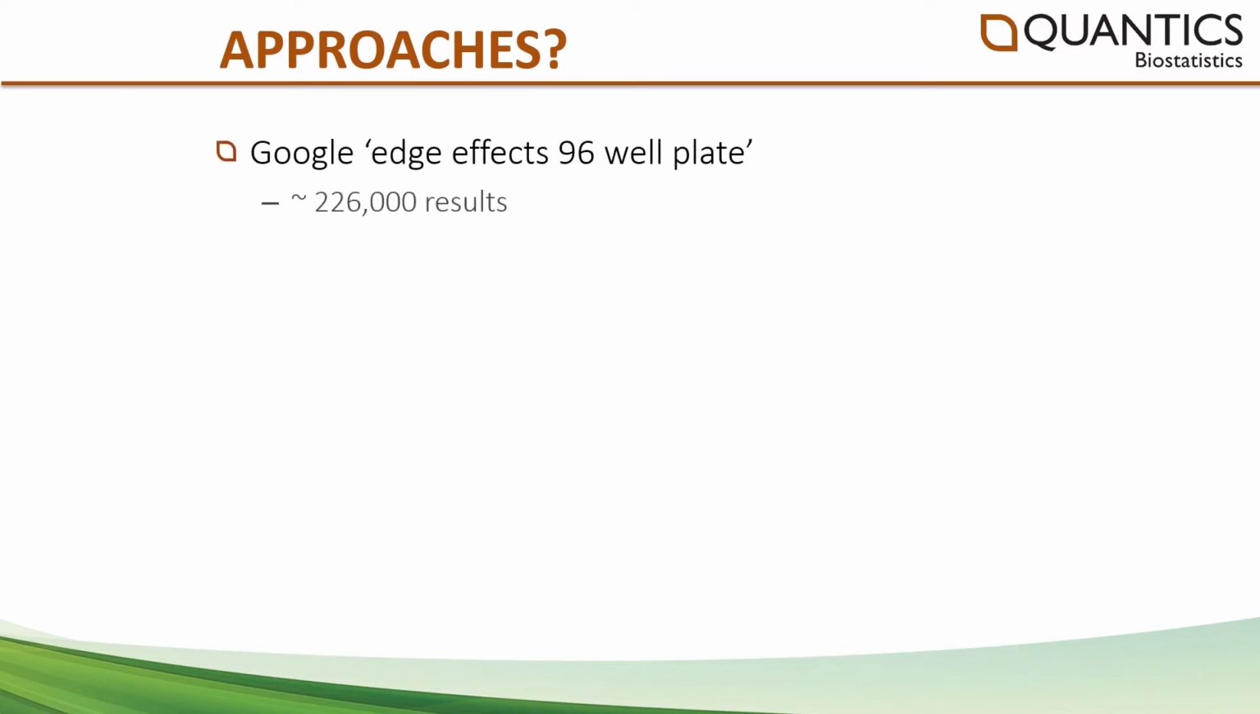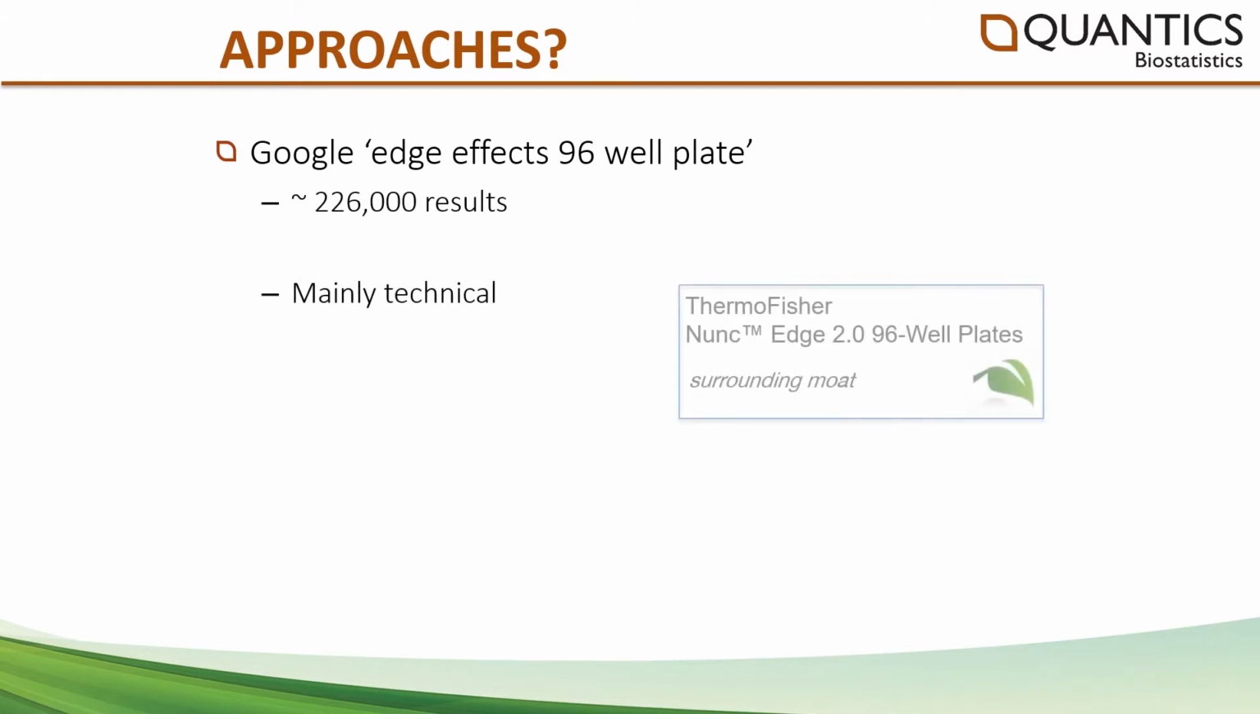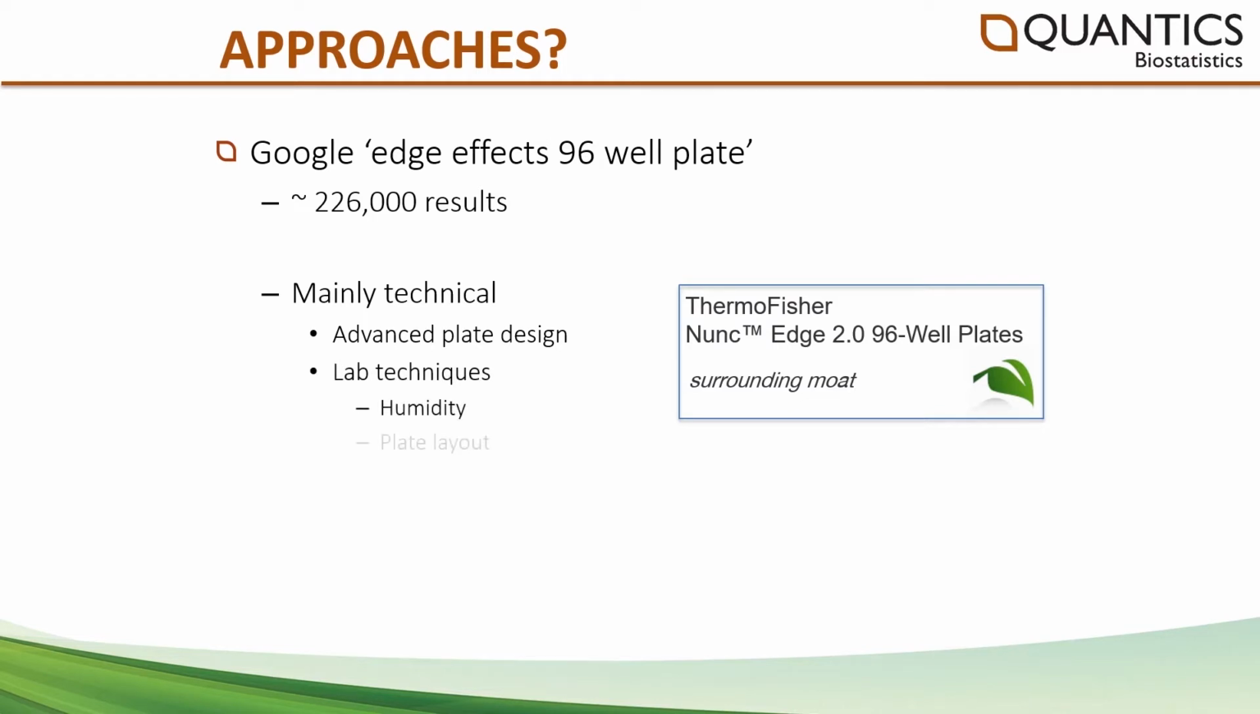If we Google the expression edge effects 96 well plate, we get a vast number of results. And most of the solutions that are proposed are technical kind of solutions, such as advanced plate designs that various people produce, or discussions around different techniques that can be used in the lab to minimize the impact of external conditions. But there aren't any, as far as I can tell, any statistical approaches proposed by anybody. And this is the focus of this talk.